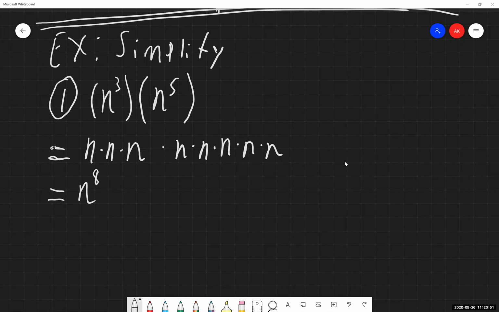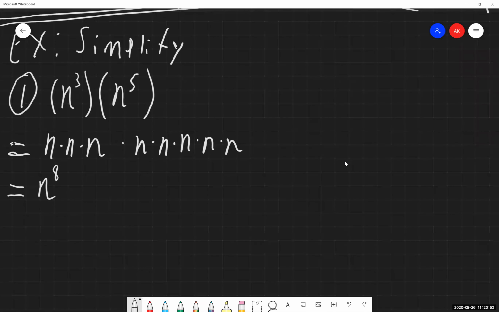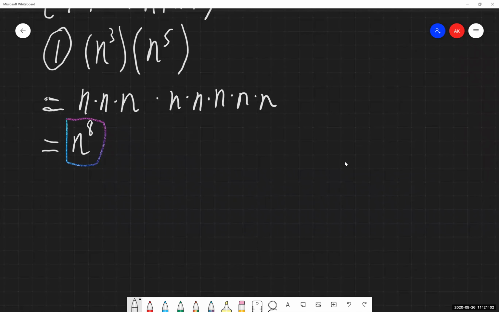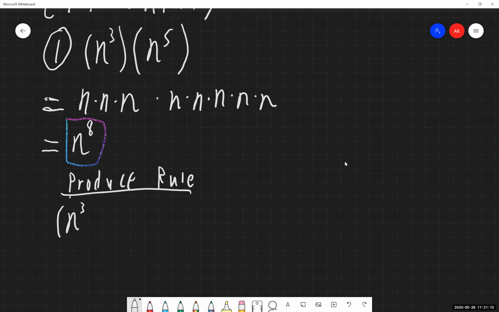This is mostly one that you can use if you want to, but using the actual properties makes life a lot easier on that front. So I'm just going to show you guys the same problem, but using the product rule. So again, we're starting with n to the third times n to the fifth.